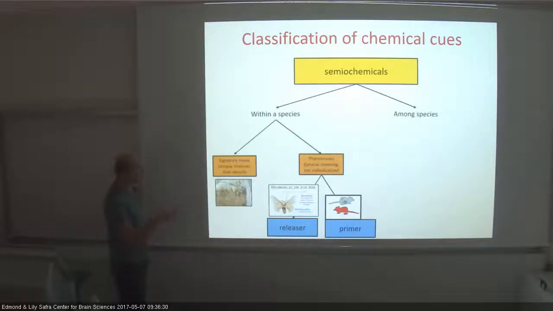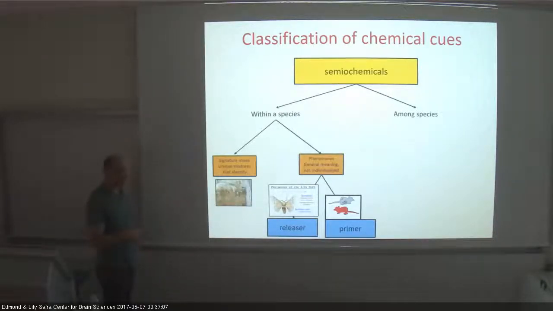Then we also have, within a species, what are called signature mixes, and they are different. They're unique identity profiles that individuals may have, and they're used to distinguish one individual from another, and they're very important in many animals. For example, this is a lamb, and when the ewe gives birth, she recognizes the odors of her offspring, and that helps her to identify him or her and distinguish it from a stranger. This is one example that there is something unique about the smells of a given individual, and it's not a pheromone. It's important to remember.